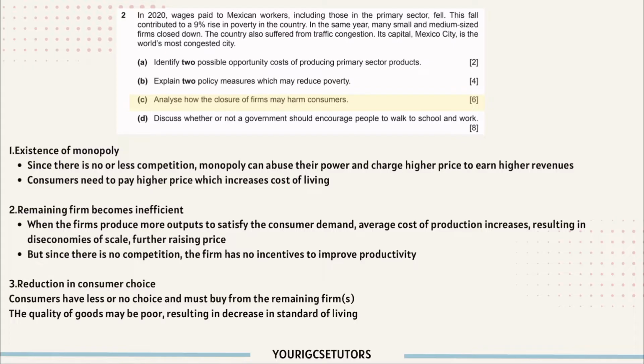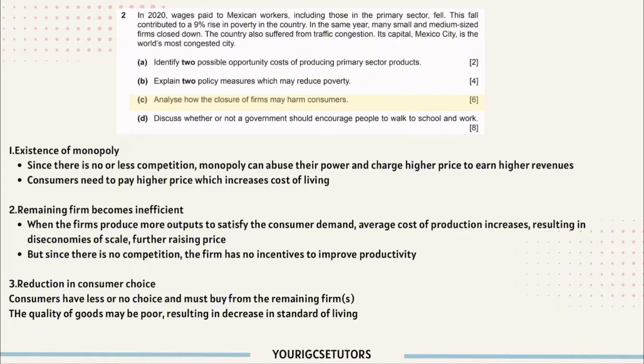And second point, the remaining firm becomes inefficient. When the firms produce more output to satisfy the consumer demand, average cost of production increases, resulting in diseconomies of scale, further raising price. So diseconomies of scale refers to when a firm increases in size and expands its production, its average cost of production increases. Alright, you don't have to write out this definition, but do keep this definition in mind when you're writing it.